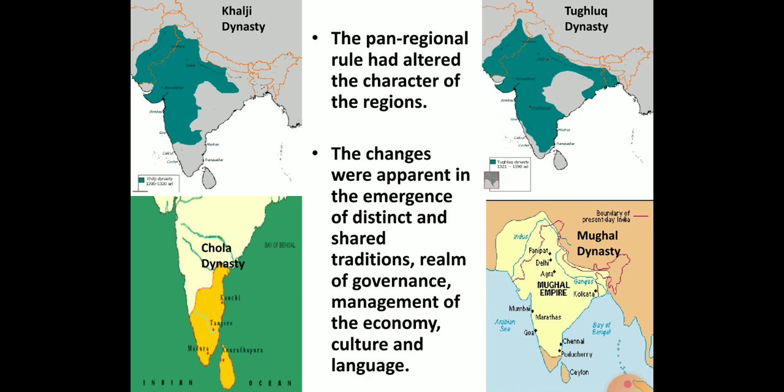The pan-regional rule had changed the character of the regions. These changes were apparent in the emergence of many distinct and shared traditions, realm of governance, management of the economy, elite culture and language. Still, the regions did not lose their distinctiveness.